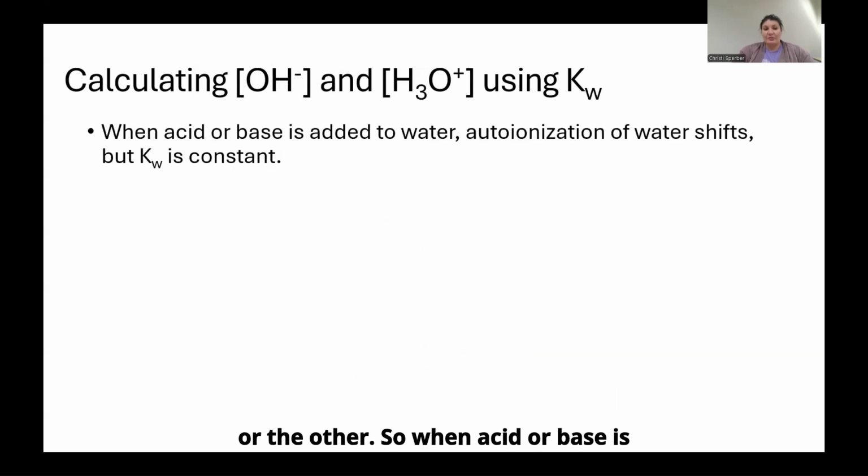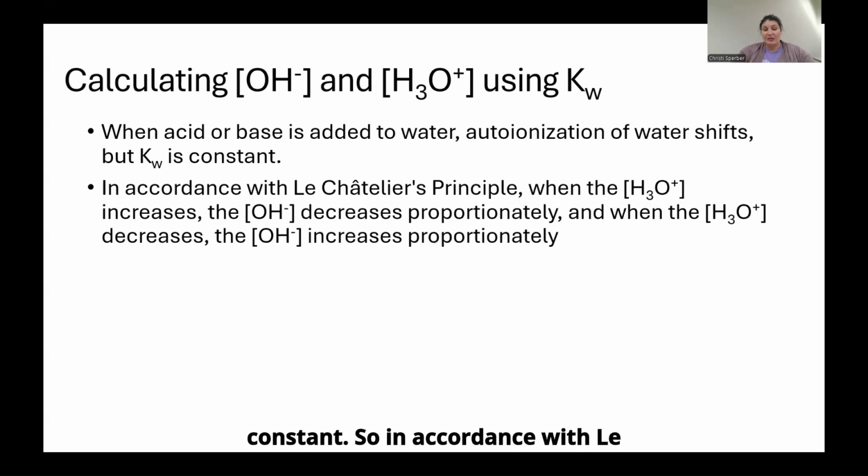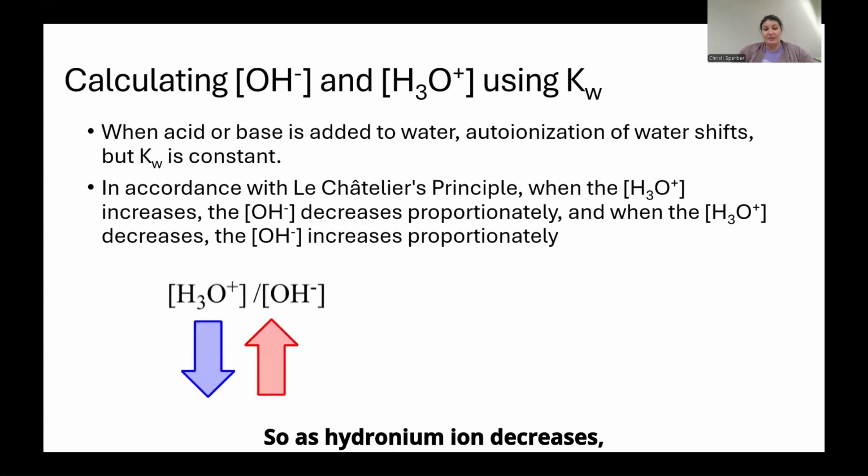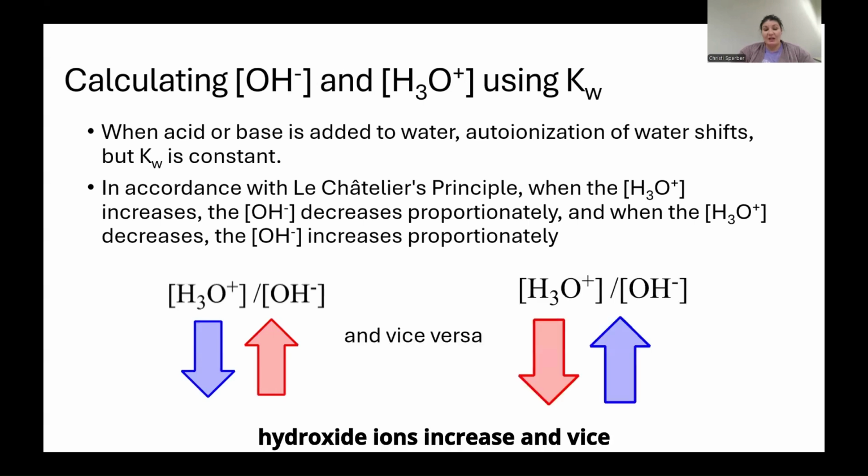So when acid or base is added to water, ionization of water shifts, but the Kw is always constant. So in accordance with Le Chatelier's principle, when the hydronium ion concentration increases, the hydroxide ion concentration decreases proportionally, and when the hydronium ion concentration decreases, the hydroxide ion increases proportionately as well. So as hydronium ion decreases, hydroxide ions increase, and vice versa.